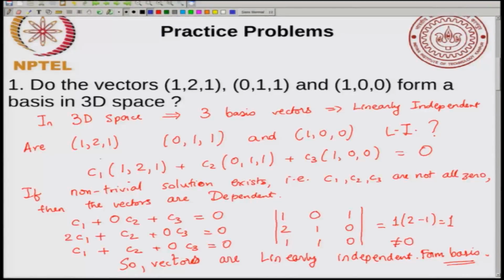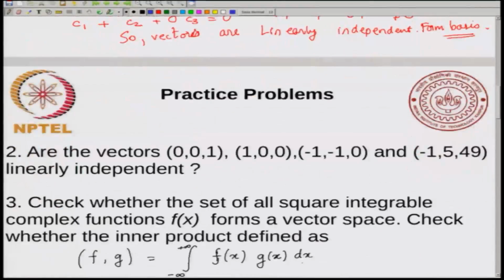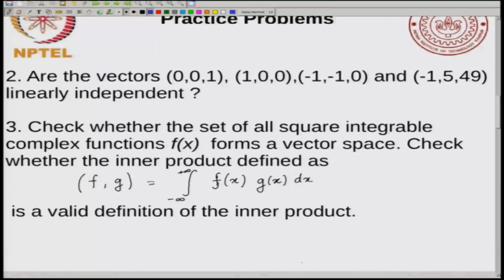So clearly, what you are checking is whether this vector can be written as a combination of these two, and just by inspection you can see that that is not possible. So, this is the problem that has dealt with linear independence. Now, I will give you another problem, the second problem.